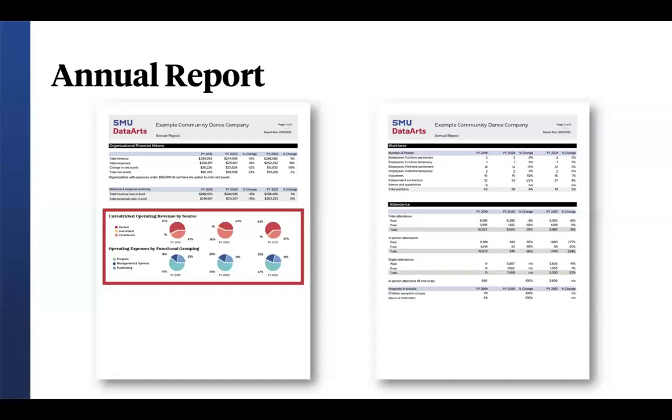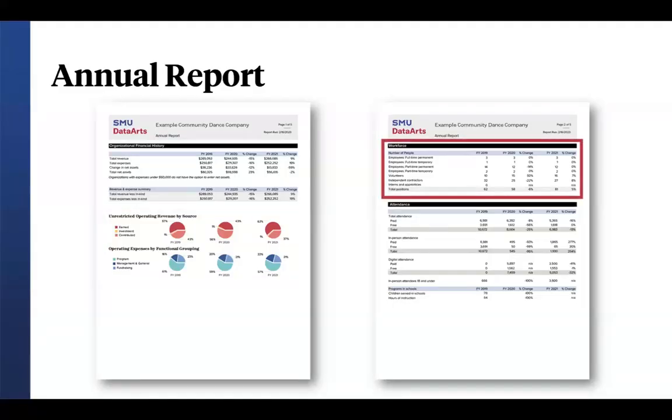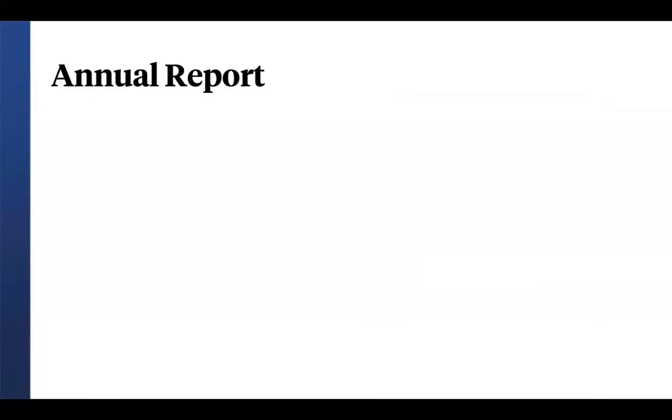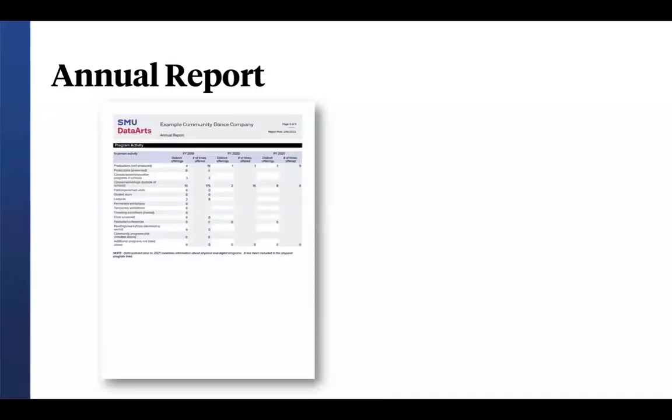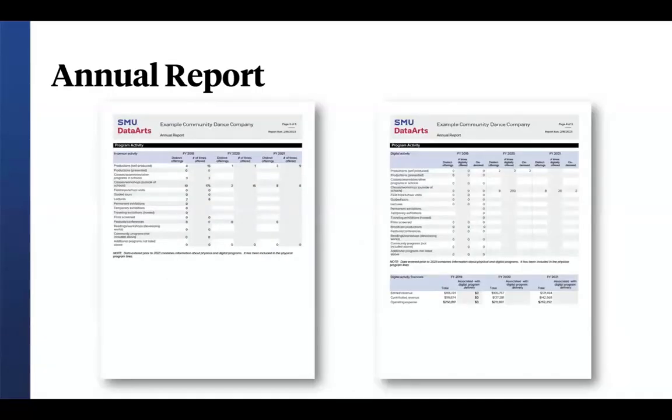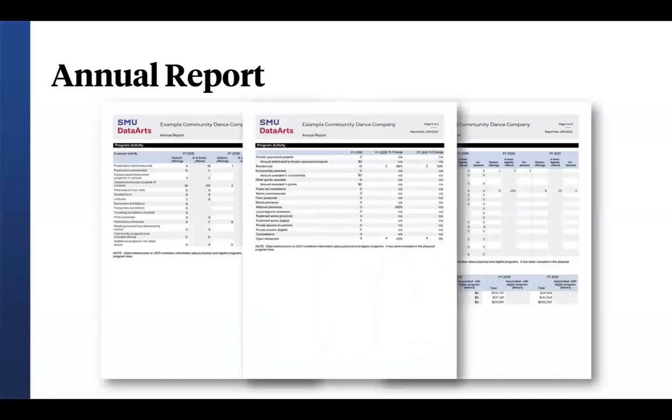The next series that you'll find is a series of pie charts that illustrates the high-level allocation of revenue and expenses across categories, which can be an easier way to visualize the changes. You'll also find your workforce data, followed by your attendance data. The last 3 pages of this report will show your program activity, starting with your in-person programs, your digital programming, and all other programs.